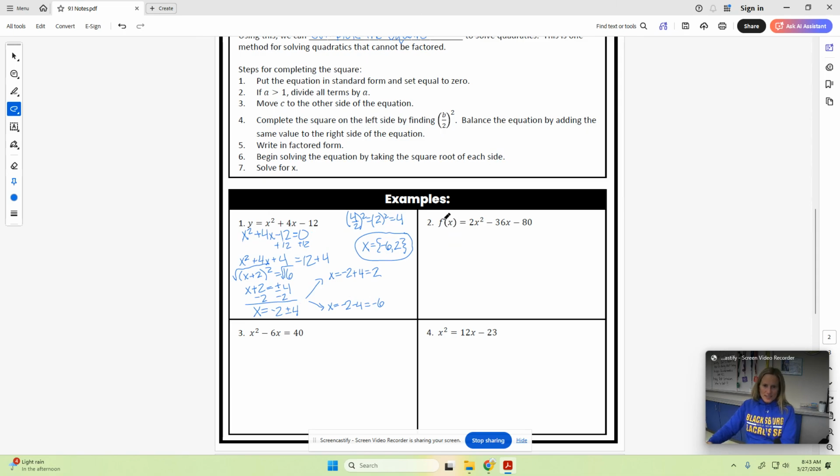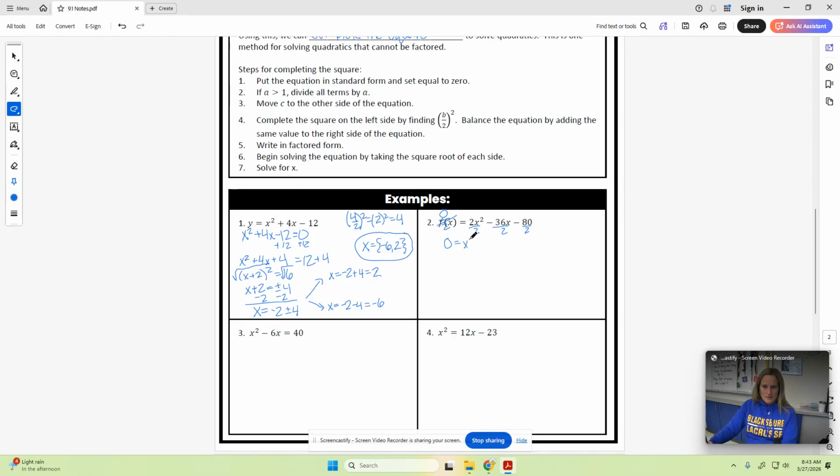So now let's look at our next one. In this one, it's in standard form. I'm going to start to save space here, so I'm just going to cancel this out and put a 0. And it's in standard form, but I am noticing that my a value is greater than 1. So I have to divide all the terms by a. Technically, I am dividing the 0 by a also, but 0 divided by anything is still just 0.